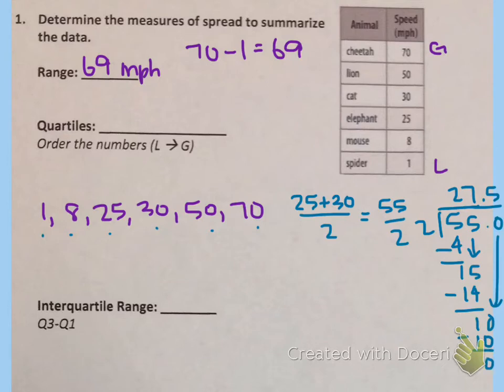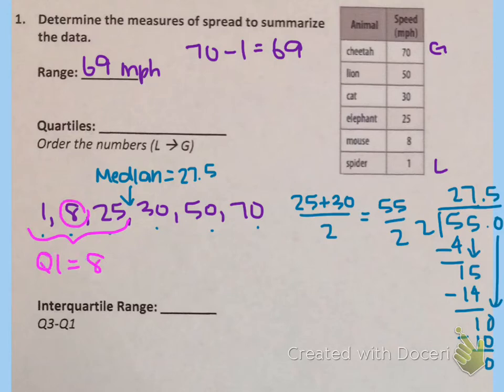Okay, so our median is 27.5. So we're going to find the numbers on either side of that. The three numbers to the left of 27.5 are the lower numbers, and to find the Q1, or the first quartile, we need to find the median of those three. The number in the middle of these three would be 8. So we're going to say Q1 equals 8.